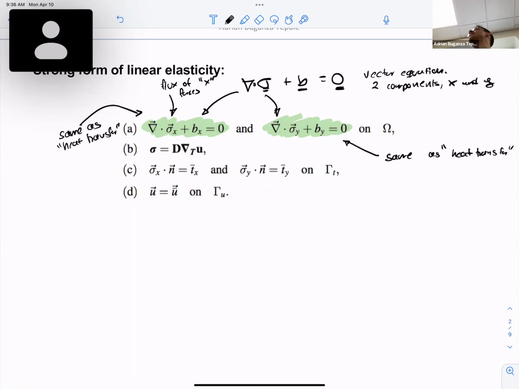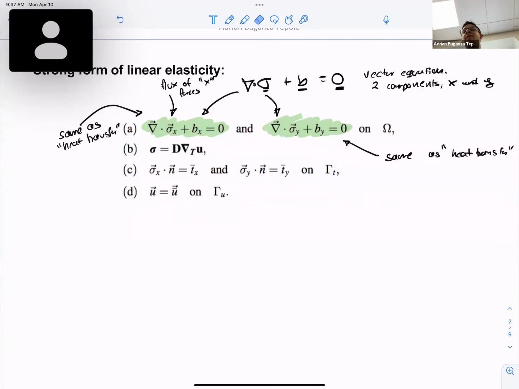And then this divergence of sigma y, you can think of as sort of sum of forces in the y. And then when you say divergence of the entire thing, you want both that the flux of forces in x balances out with the source of forces in x, and that the flux of forces in y balances out with the source of forces in y. So you can think of the stress problem as a combination of two heat transfer problems.